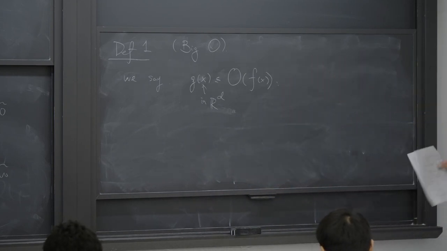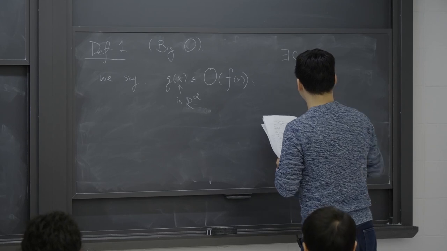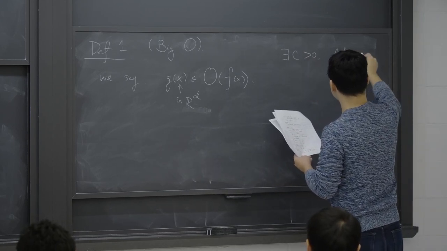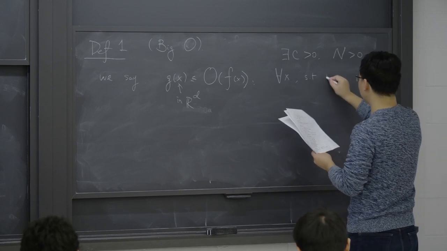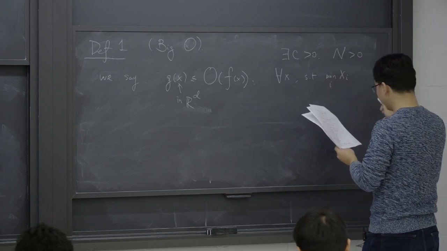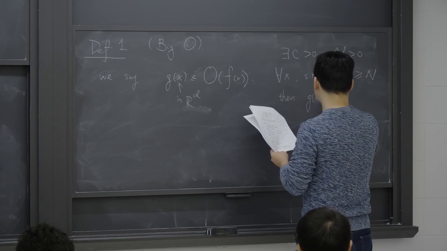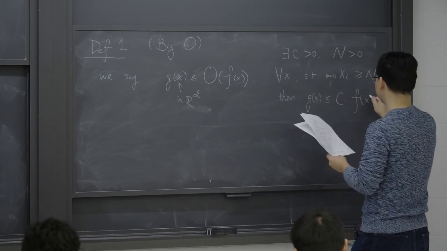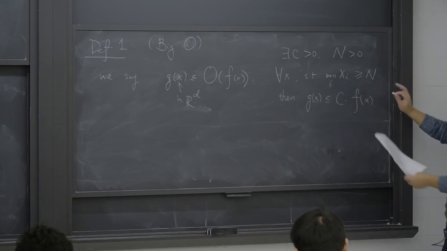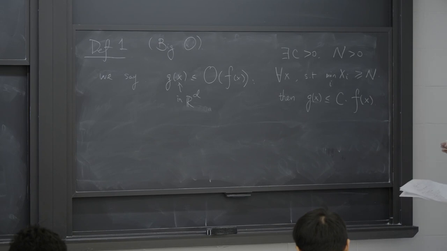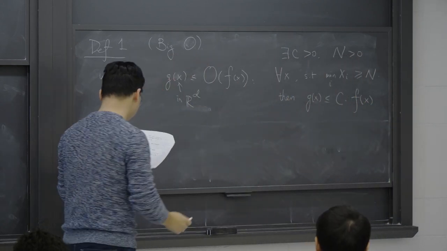We say this g(x) is a big O of f(x) if the following happens. That is, there exists some constant c that is greater or equal to 0, and there exists also a very large number n, greater or equal to 0, so that for any x such that the smallest coordinate of x is greater than n, then g(x) is less or equal to some constant times f(x). Okay. So informally, you can think this capital O just hides some constant factor c. Basically, this is saying when x is large enough, when any coordinate of x is large enough, then we will have the relation that g(x) is less or equal to some constant times f(x). You can just intuitively think of this as hiding some constant here.